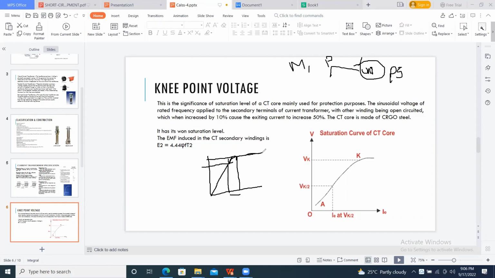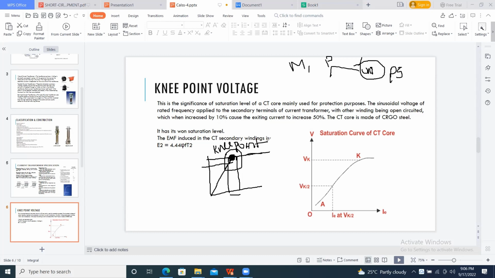Like that. So this point we will call as the point where the CT has entered into saturation. This point we will call its flow, it's having some knee point. So this is the knee point voltage. It's a knee shape, right? So it's a knee point voltage. So what is the concept behind this?